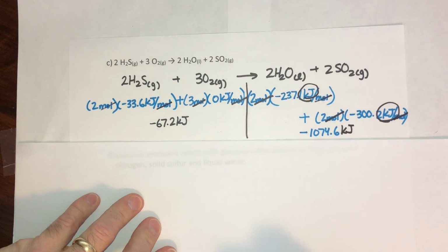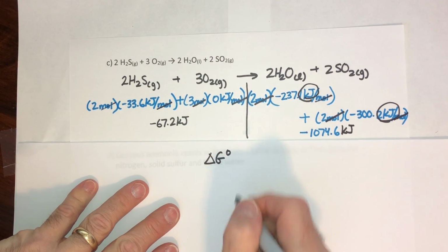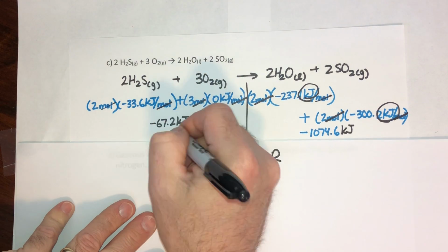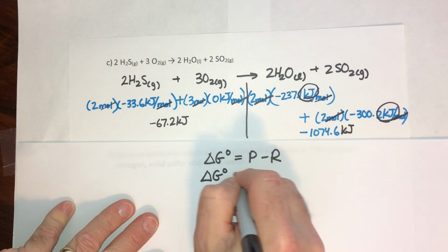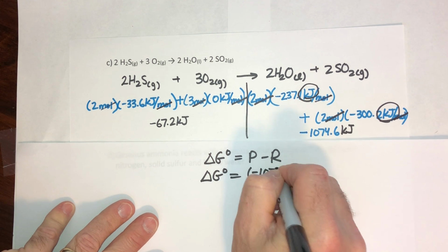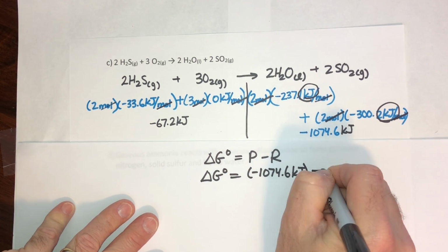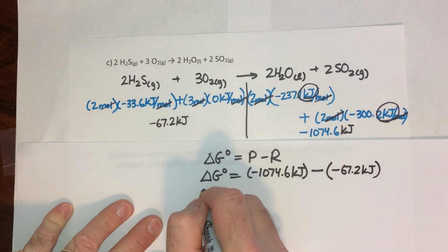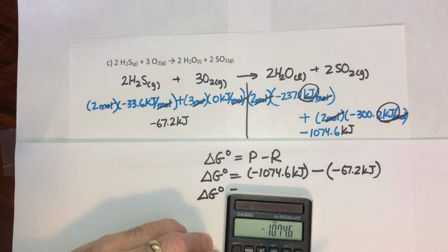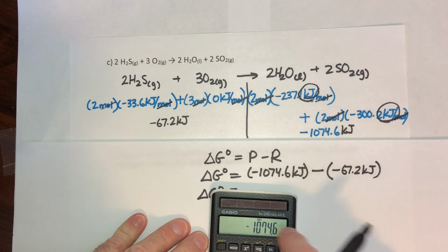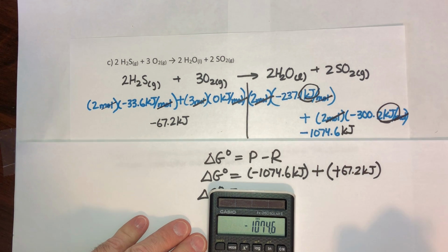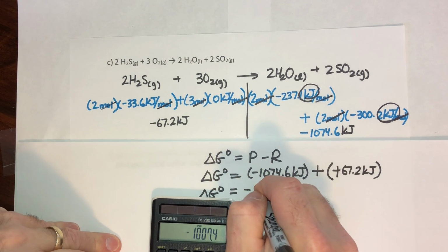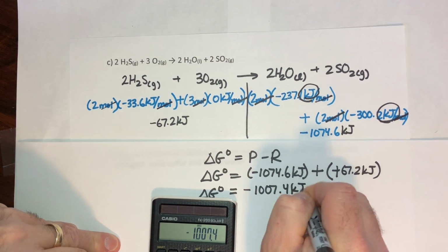And then to finish the whole thing off, delta G for the reaction is going to be products minus reactants, because I want this one to stay the same, but I want this one to change signs. So the delta G is my product, minus 1074.6 kilojoules, minus a minus 67.2 kilojoules. So the change in the Gibbs free energy would be, okay, I've already got the minus 1074.6 in my calculator. Minus a minus is plus, so it would be plus 67.2 gives me a minus 1007.4 kilojoules.